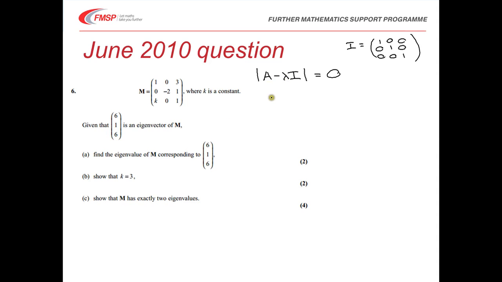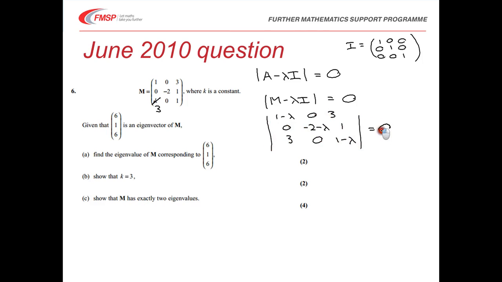Okay, so let's have a look at how this works for our matrix M. And remember, we now know that K is 3 here, so we can always write 3 rather than K. So M minus lambda I, and then the determinant of that, and set that equal to 0. So we're going to have 1 minus lambda, 0, 3, 0, minus 2 minus lambda, 1, 3, 0, 1 minus lambda. We're going to take the determinant of that, and we're going to set it equal to 0. So to take the determinant of this one, I think I'm going to expand along the top row.